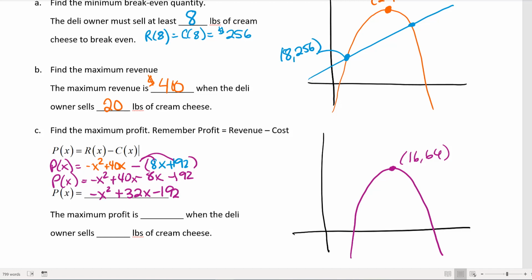So what does this mean? What is the maximum profit? Remember, we have X is cream cheese, and then now we have P of X being the profit for the Y values. So the profit is actually $64 when the deli owner sells 16 pounds of cream cheese. That's going to give him the most amount of profit. Now that's different than the most amount of revenue because with revenue, 20 pounds was going to get us the most amount of money coming in, but it's also going to cost us more. So the profit takes into consideration both revenue and cost and gets you just what you're going to pocket at the end of the day, which in this case would be best if you sold 16 pounds of cream cheese.